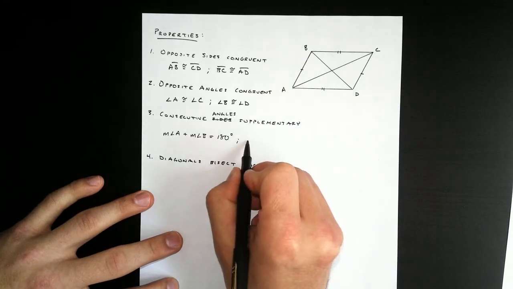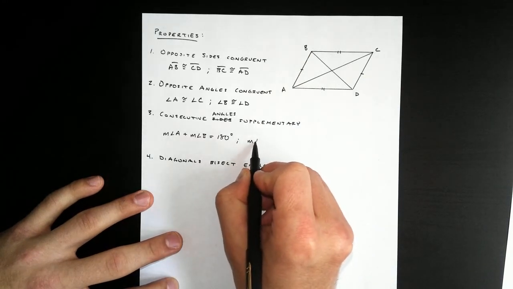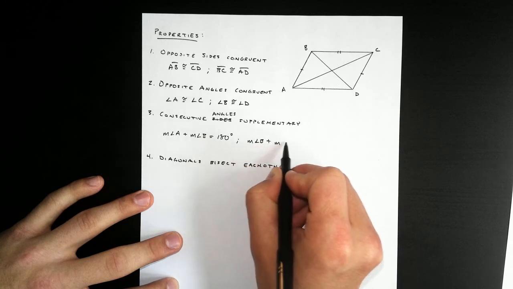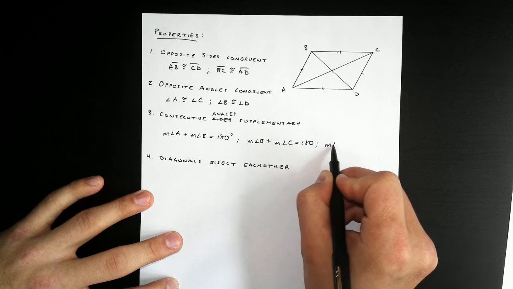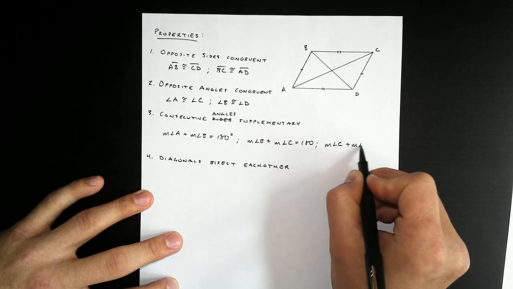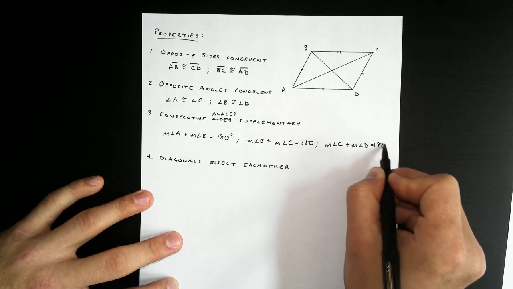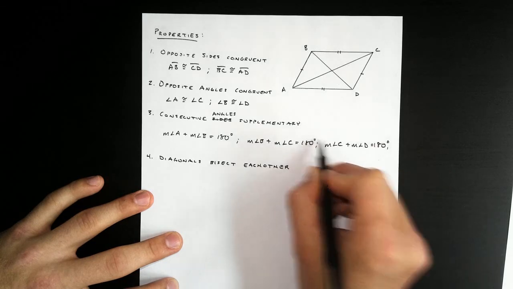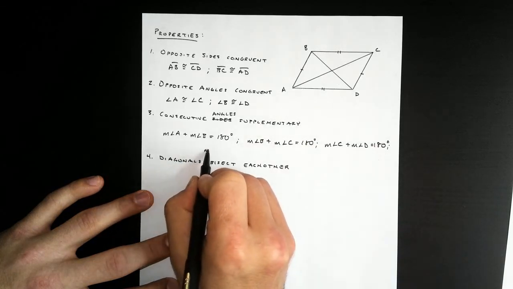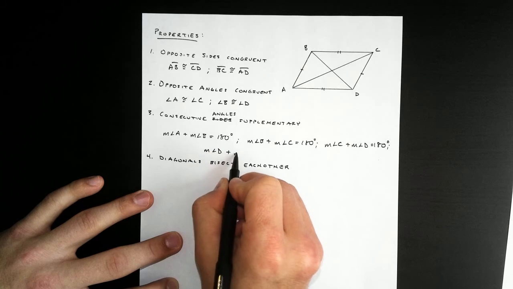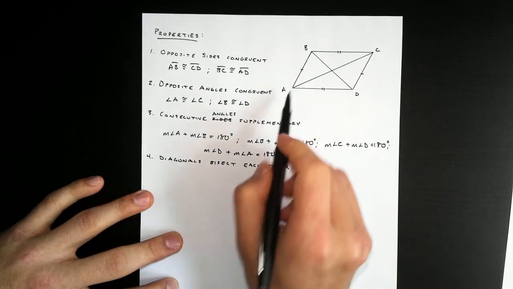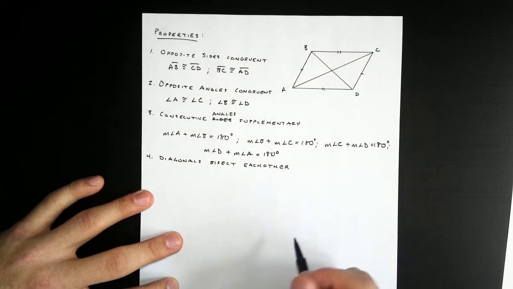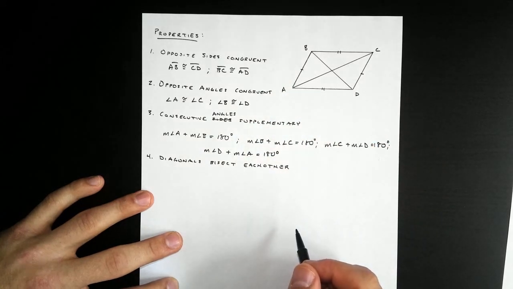And then we have a bunch more. So then making my way around, measure of angle B plus the measure of angle C is 180. Measure of angle C plus the measure of angle D is 180. And the last one, the measure of angle D plus the measure of angle A. Those have to be 180. So it's just two angles that are right in a row. They have to add up to 180.